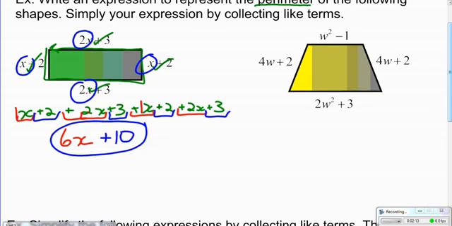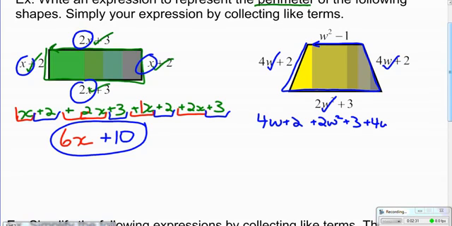So looking at the second shape, again, we need to find the perimeter. So it's the distance around the outside. So we're going to add up the four sides. So 4w plus 2 plus 2w squared plus 3 plus 4w plus 2 plus w squared minus 1.